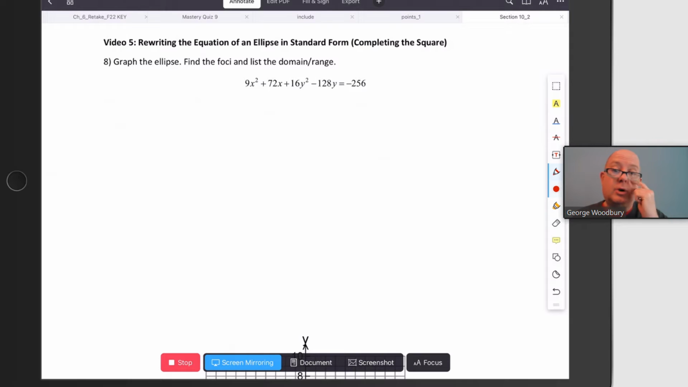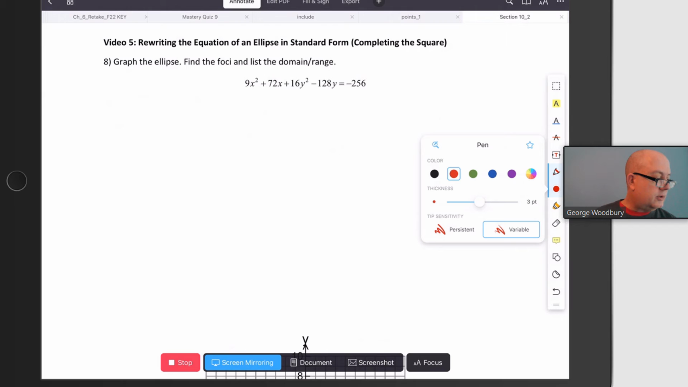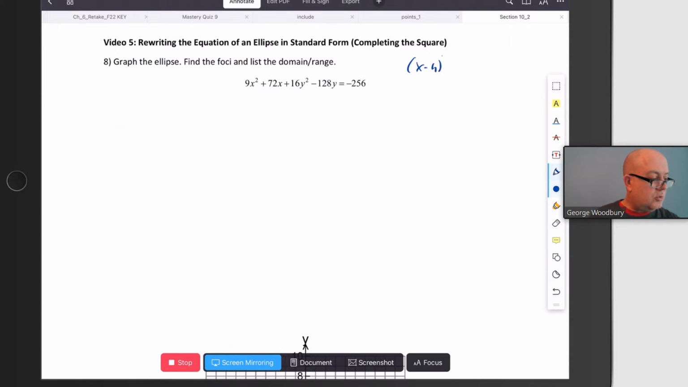And in this video, we're going to learn how to rewrite the equation of an ellipse in standard form. So we're going to have to complete the square in order to be able to graph the ellipse. We've got to get it into the right form. Remember, what we're looking for here is something of the form x minus h quantity squared over some number squared plus y minus k quantity squared over some other number squared equal to 1. And we definitely don't have that form yet.